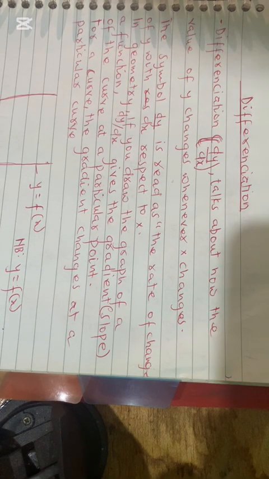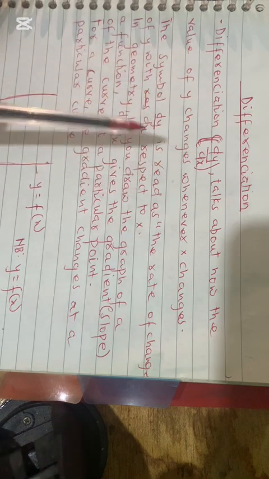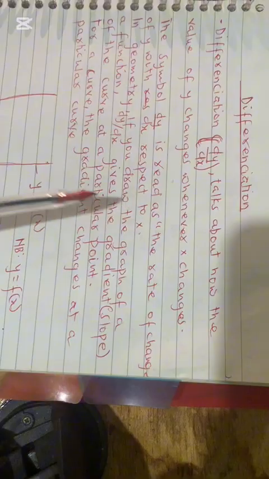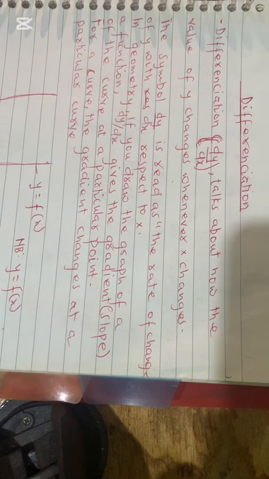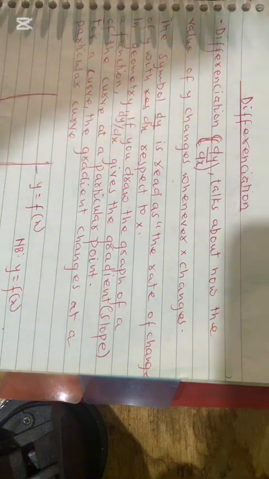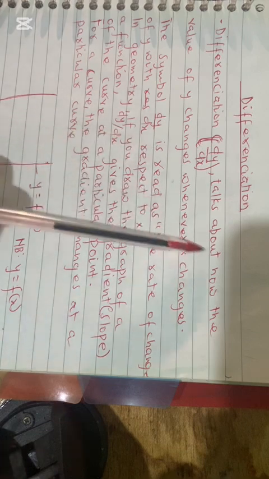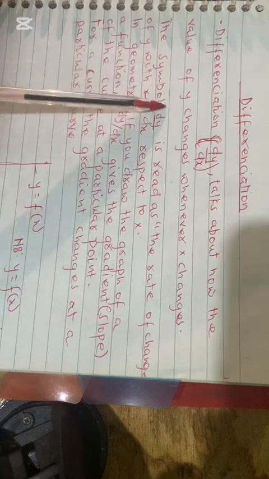So this morning we're going to talk about differentiation, and we're going to start with differentiation from the first principle. But before we talk about differentiation, we need to understand what it means. Differentiation is denoted as dy dx. So dy dx simply means the difference in y over the difference in x. Differentiation talks about how the value of y changes whenever x changes.